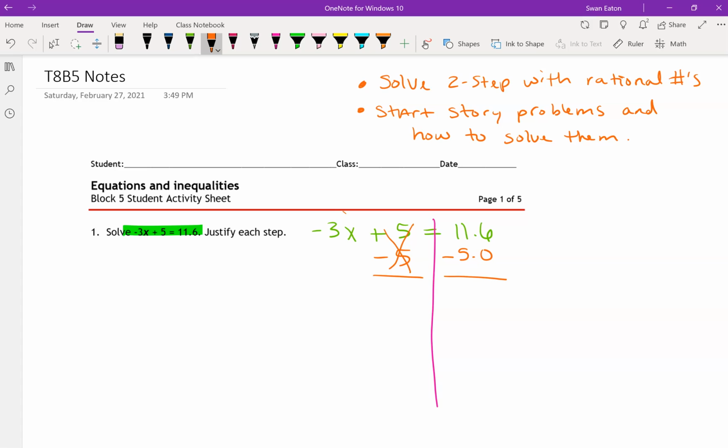And this cancels out. I'm left with this, so I'm going to bring it over here. Negative 3x equals, and 11.6 minus 5.0 is going to give me 6.6. And now I have to divide, so I can eliminate negative 3. So this crosses out, and I'm left with x. And 6.6 divided by negative 3 is a negative 2.2.